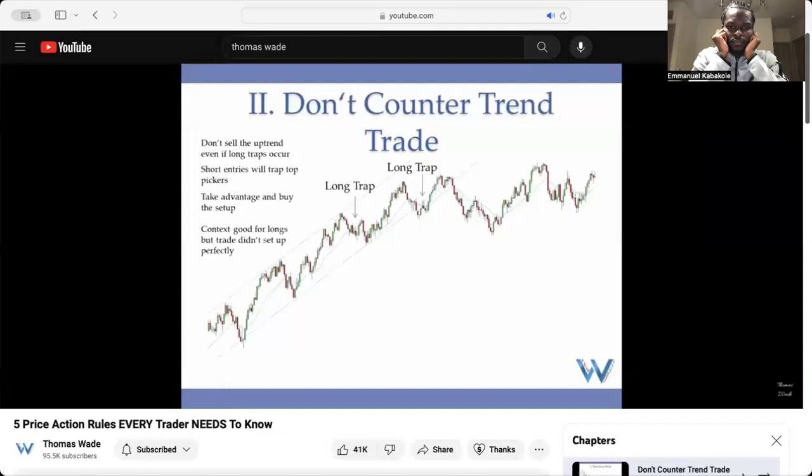You just let these long traps play out and you're still sticking with the trend. You're still following the trend. Trend is your friend. This saying has been around for a long time. There's a reason why. And this rule goes for shortened channels as well.